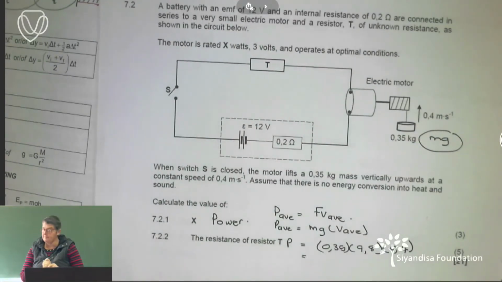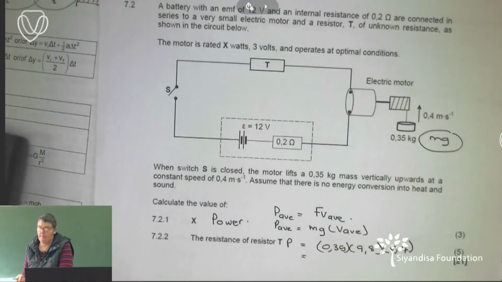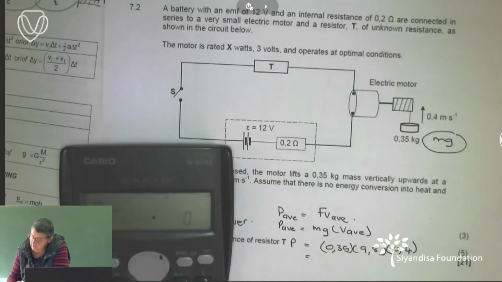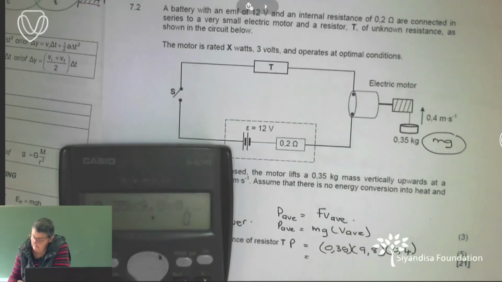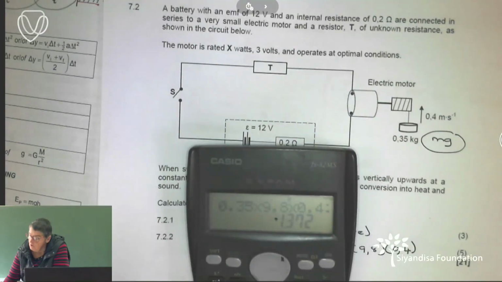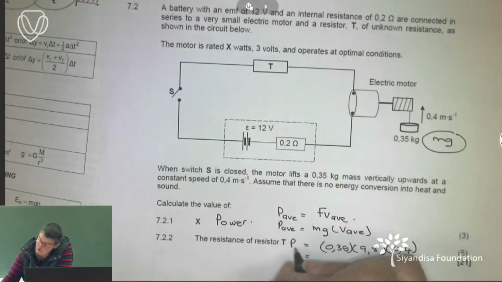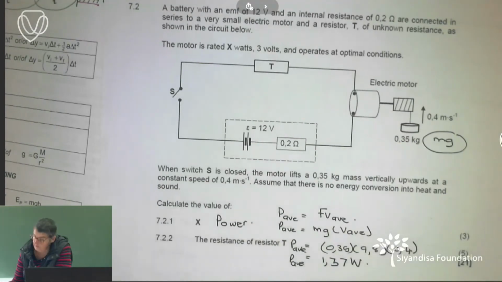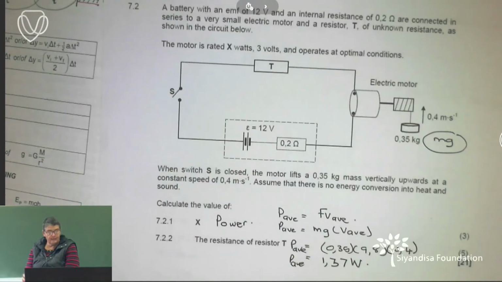Right, let's see what that gives us. 0.35, and that should give us 1.37. Once again, we round off to 2 decimal places, so my average power, and don't forget the average, is going to be equal to 1.37 watt. Okay, so we can make use of that formula.